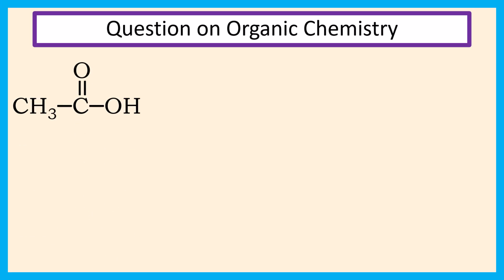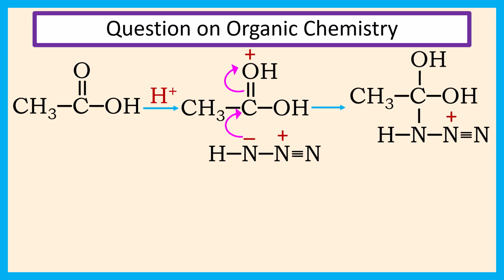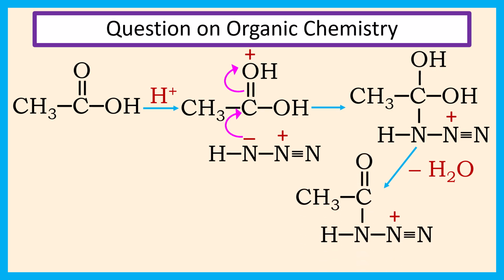Acetic acid reacts with H+ to form this intermediate. It is HN3. At first, N- attacks this carbon and this bond moves here. As a result, this intermediate is produced in the next stage. From this intermediate, H2O moves out, so this intermediate is produced in the next stage.